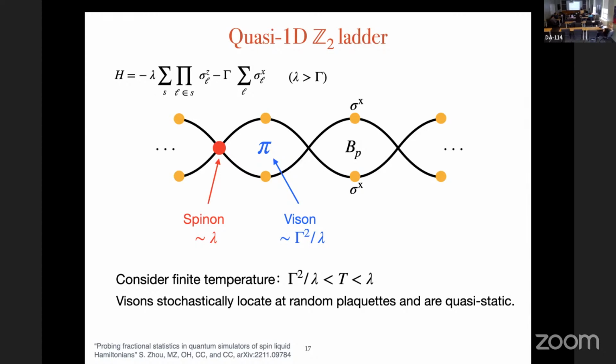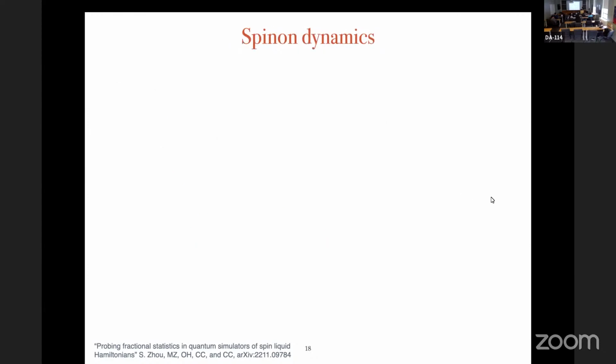Furthermore, when we turn on the transverse field, the spinon acquires dynamics in a timescale much longer than the visons. So the visons in that situation can be considered quasi-static as well. So in this temperature region, visons are stochastically located at random plaquettes and are quasi-static. With that, we can propose the following experiment.